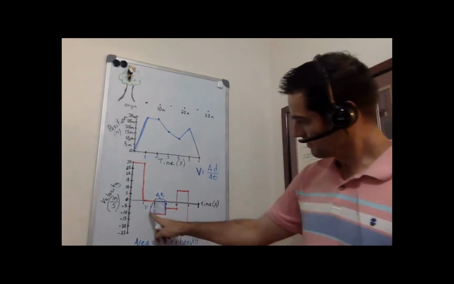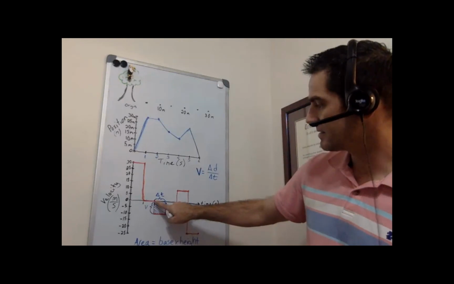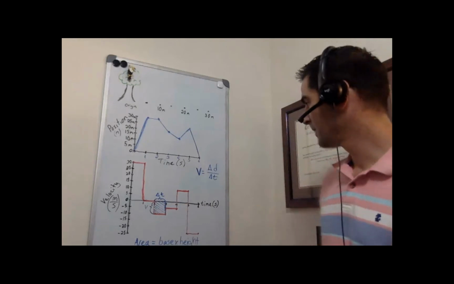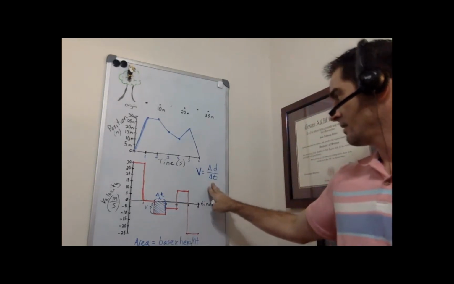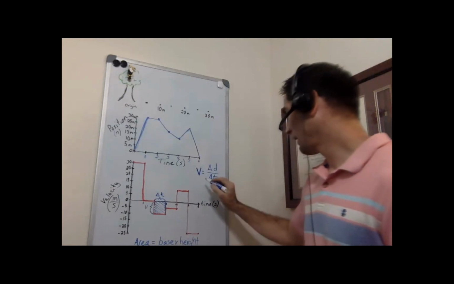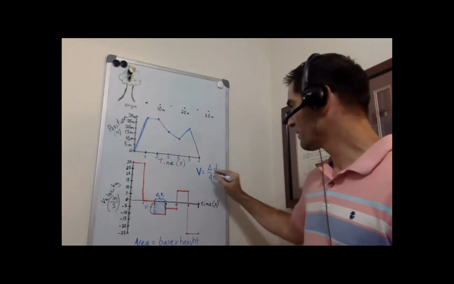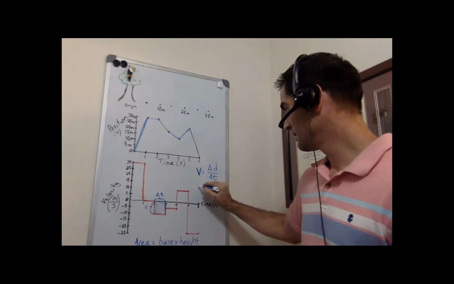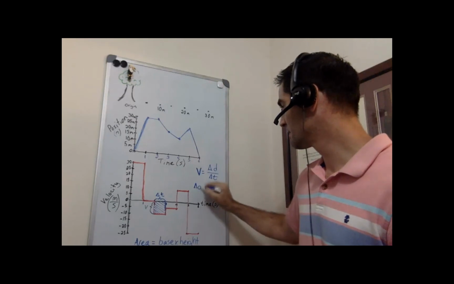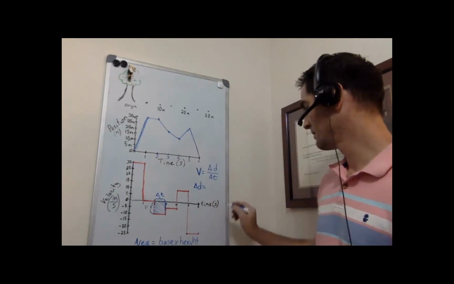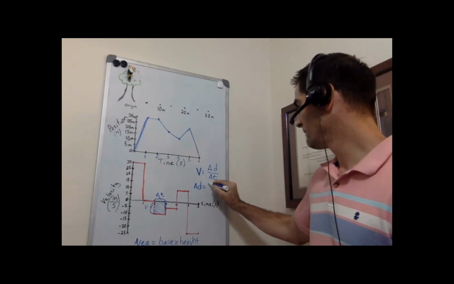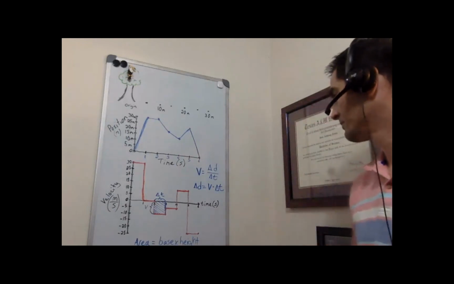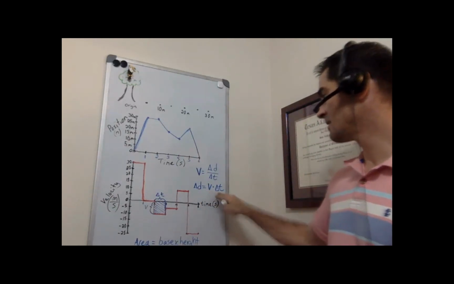So let's call our base t and our height v. Remember, we can rearrange any equation, and if we rearrange this equation to solve for distance, you have change in distance is equal to velocity times change in time. Delta d equals v times delta t.